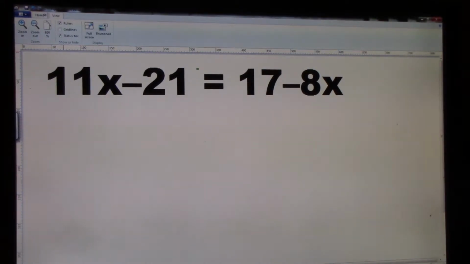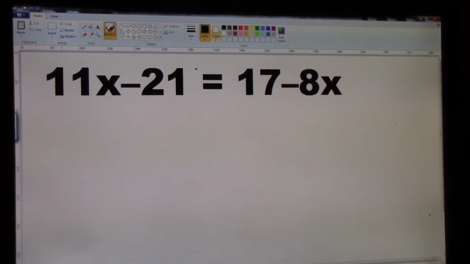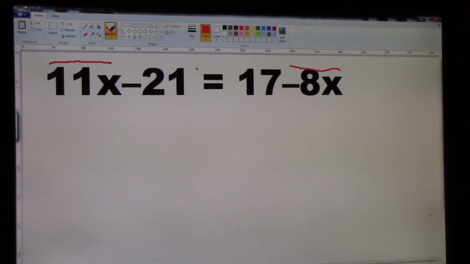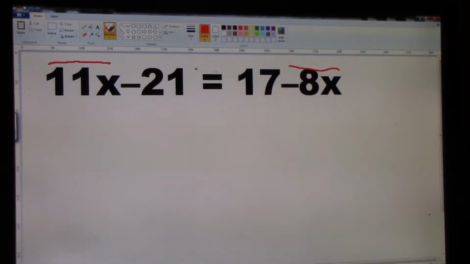Alright, so the first thing we want to do is find out our like terms. We could use either the 17 and the 21, or the variables, which are the 11x and the 8x. I particularly like using the variables, so I'm going to do that. 11x and negative 8x. Okay, so these are what we call our like terms. Now our rule when we're doing variables on both sides is we need to move the lower like term over to the higher like term.